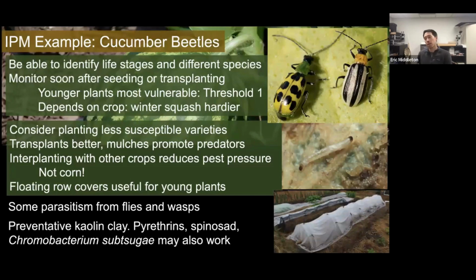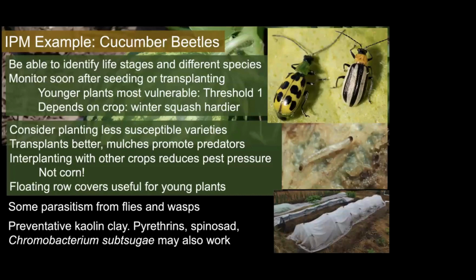So other things you can do when it comes to chemical control, you can use preventative applications of kaolin clay. You can also do applications of pyrethrins, some spinosad, or also chromobacterium.